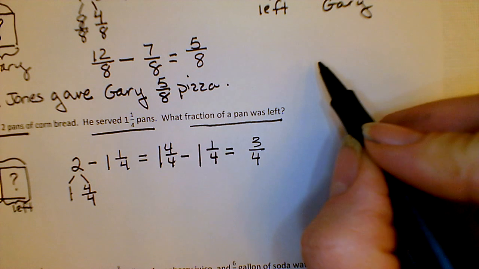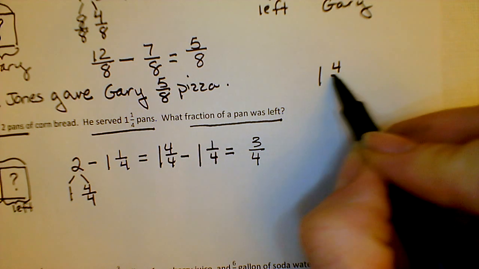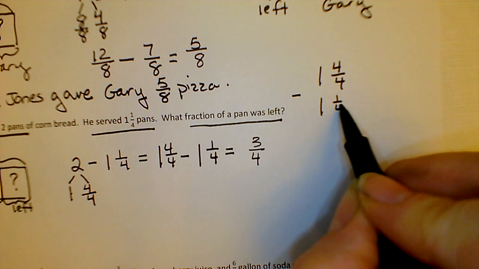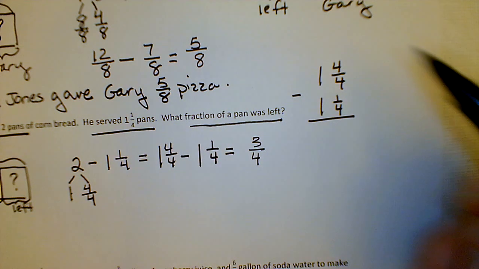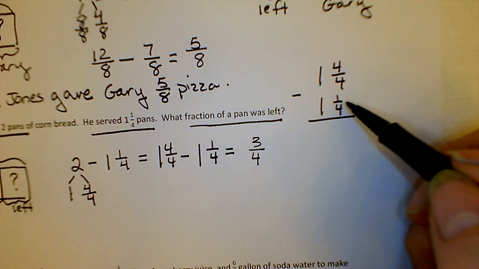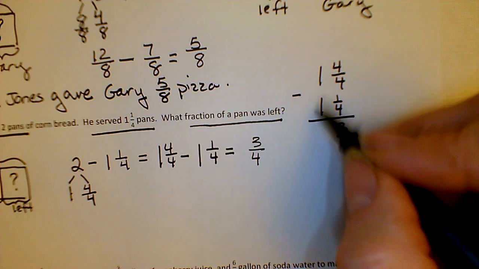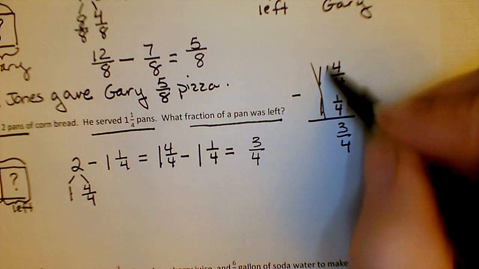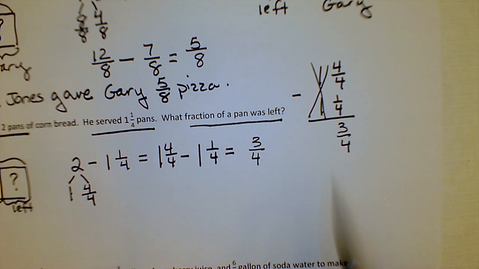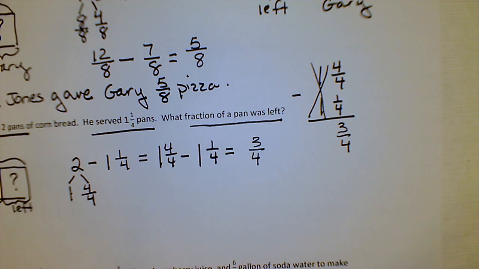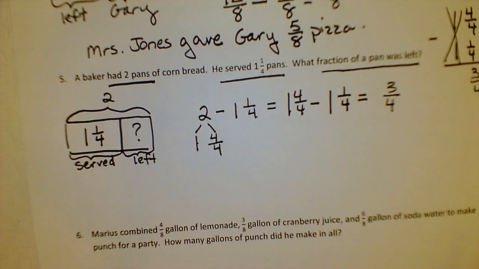I'm going to do it up here. So I have 1 4/4, and I'm subtracting 1 1/4. So what you can see here is that 4/4 minus 1/4 is 3/4, and 1 minus 1, they cancel each other out. They're just gone. 1 minus 1 is 0. So I just ended up with 3/4. I think that might be an easier way to look at it instead of doing it horizontally for some of you. So let's go back over here.